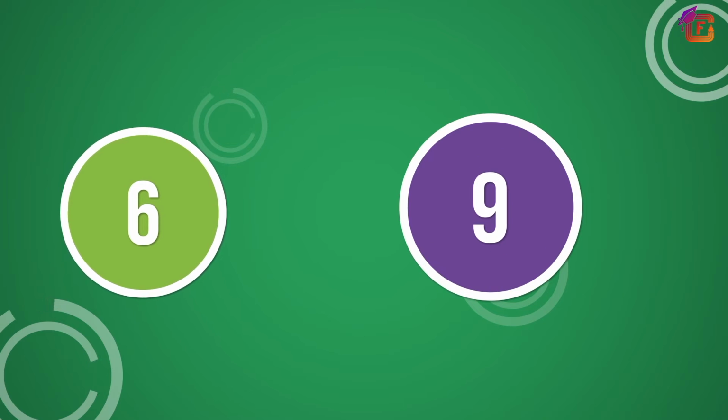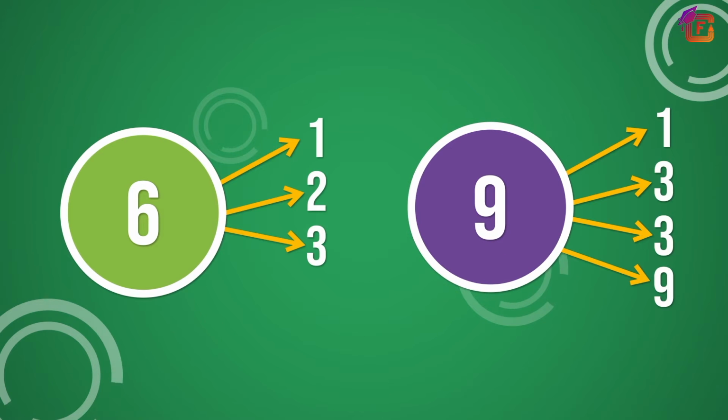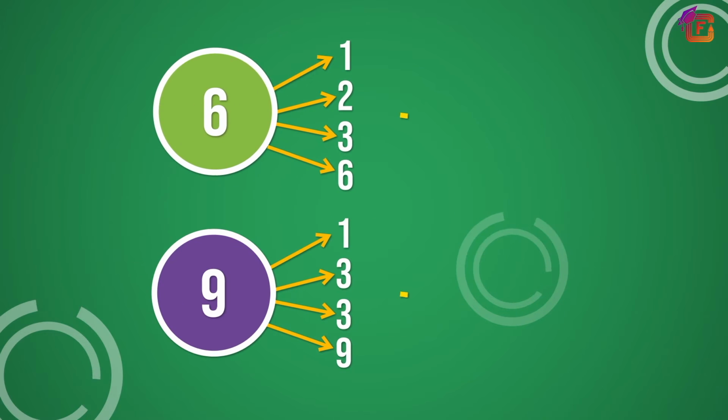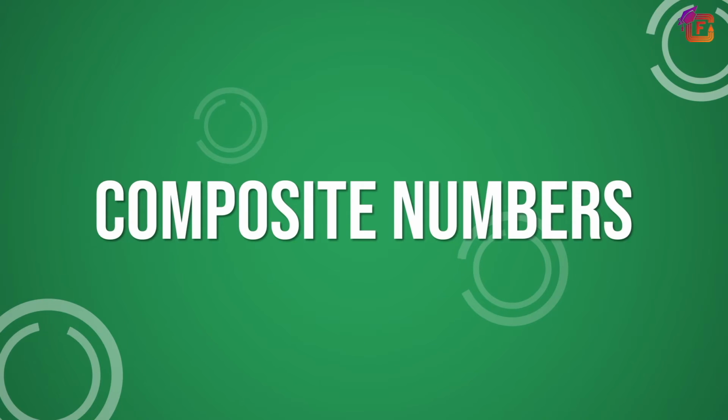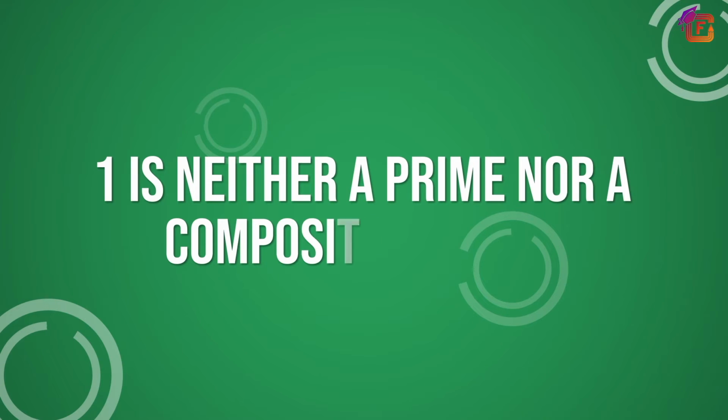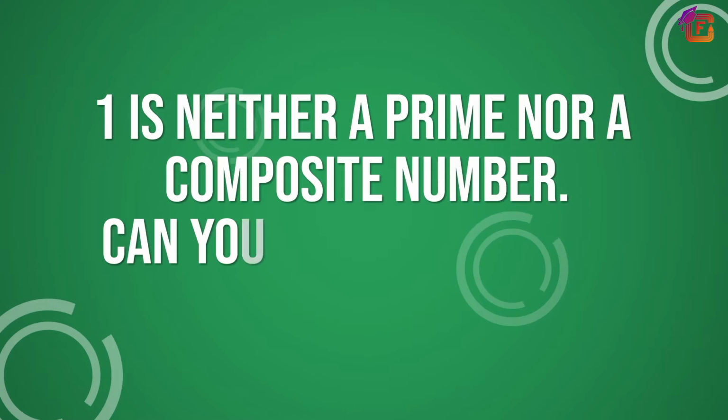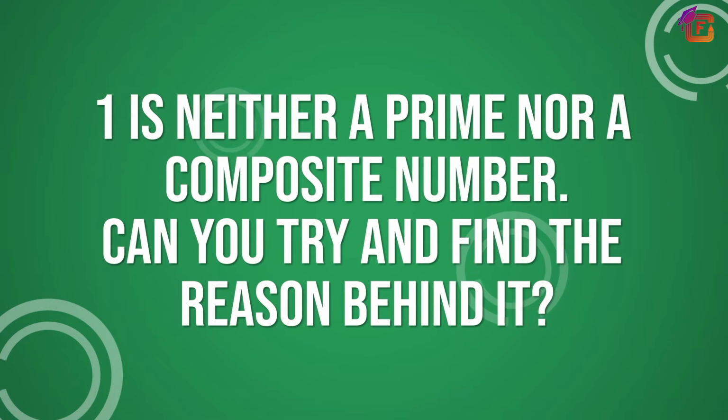But 6 and 9 have more than 2 factors. So, what do we call such numbers? Yes, numbers having more than 2 factors are called composite numbers. Now, there exists a number which is neither prime nor composite. Learners, can you think of it? Absolutely correct. 1 is neither a prime nor a composite number. Can you try and find the reason behind it?